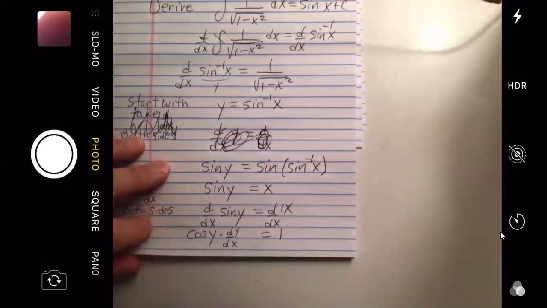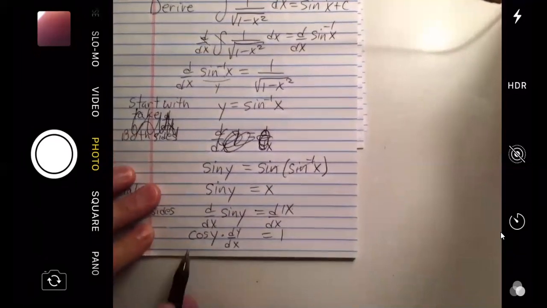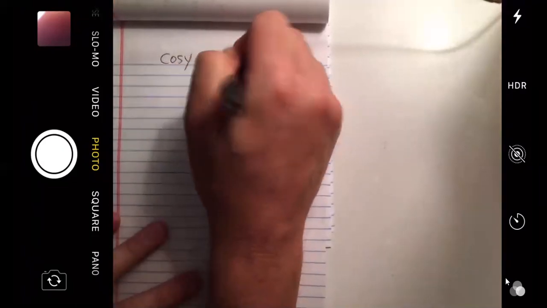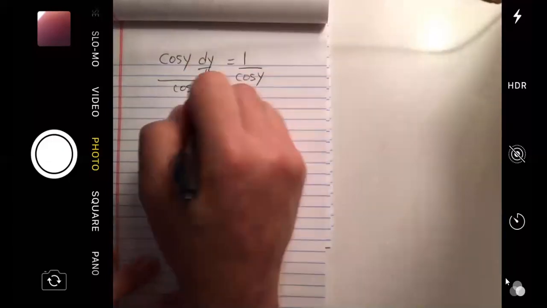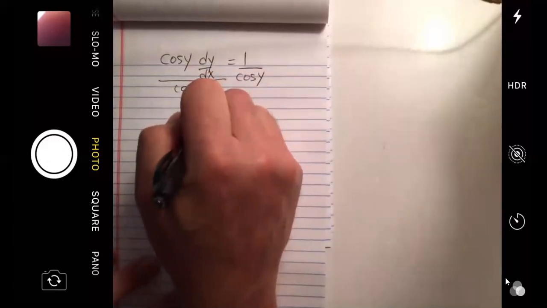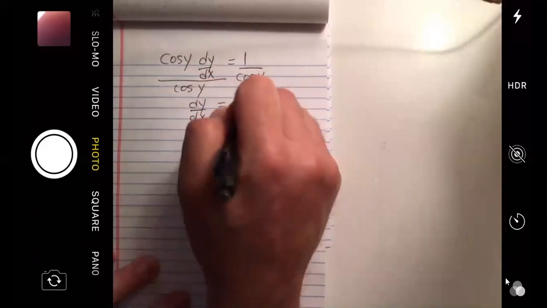I'm going to go to the next page and solve for dy dx, which means I divide by cosine y. Let me rewrite the line and I'll show that. So I've got cosine y dy dx equals 1. Divide by cosine y: dy dx is 1 divided by cosine y.